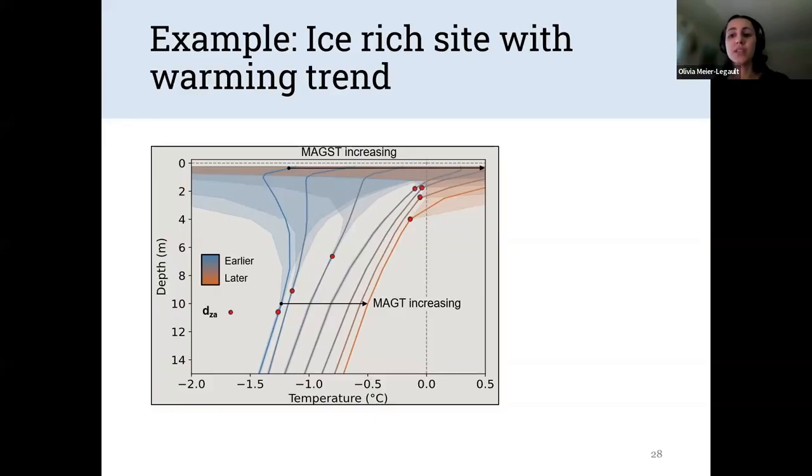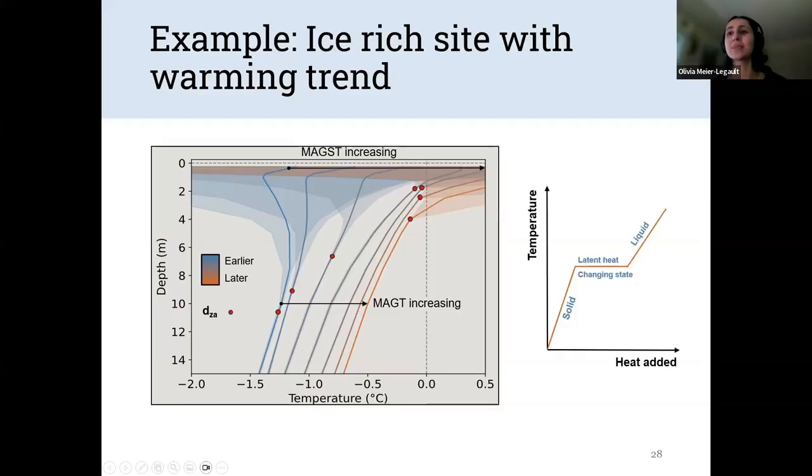If we look at the depth of zero annual amplitude, this is where these envelopes come together, so you're not getting that seasonal fluctuation. You'll notice that in the earlier years, in the early stages of thaw, you'll have an increase in the depth of zero annual amplitude. It shallows, and then it'll plateau during isothermal thaw, and then it deepens in the late stages of thaw.